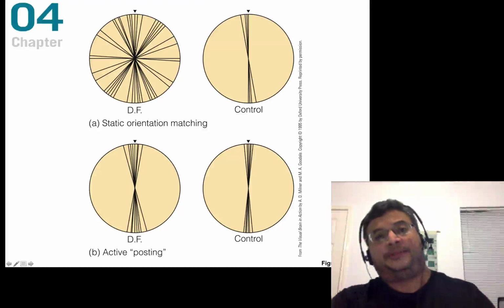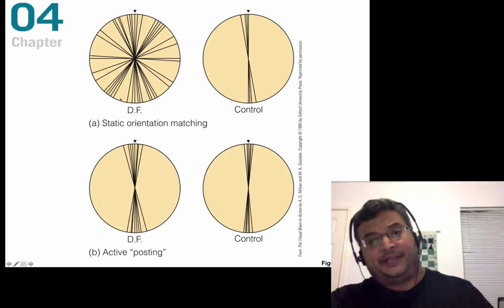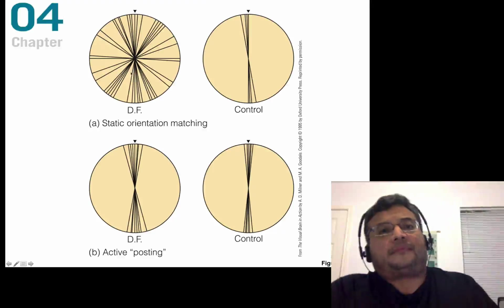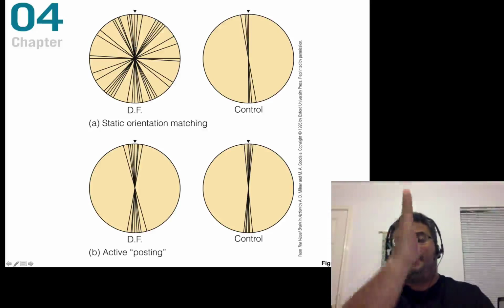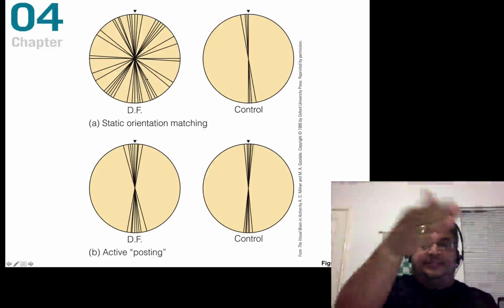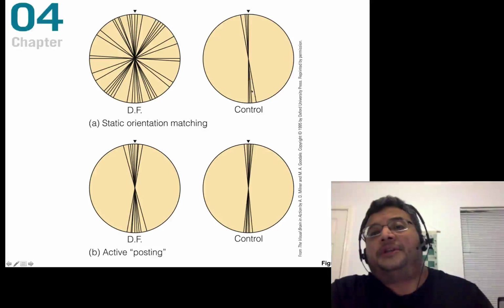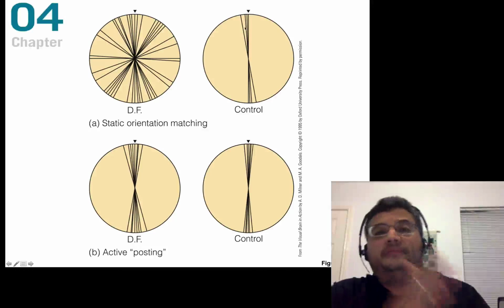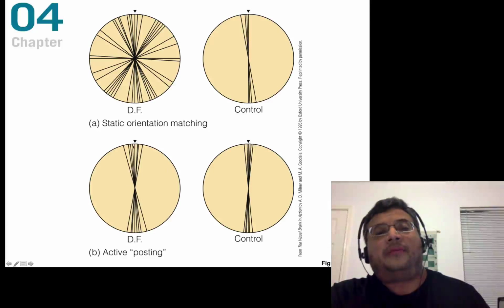And here's a picture of some of the data, right? Whenever we ask DF how a particular card should go in, if the slot is a vertical slot, if we were to ask him to take many guesses on how that card goes in, he would be all over the place, right? He'd be guessing all over the place, whereas a normal person, a control person, would be pretty accurate in determining it. Yeah, that card goes in horizontally. But when you ask DF to put the card in, he does great, just as well as a control group.